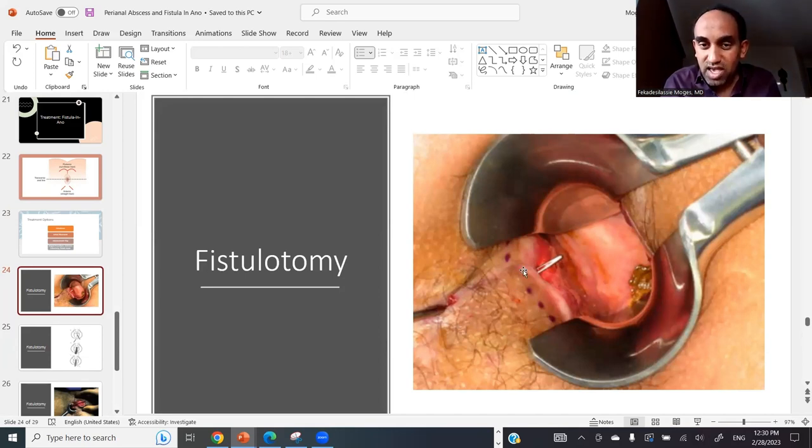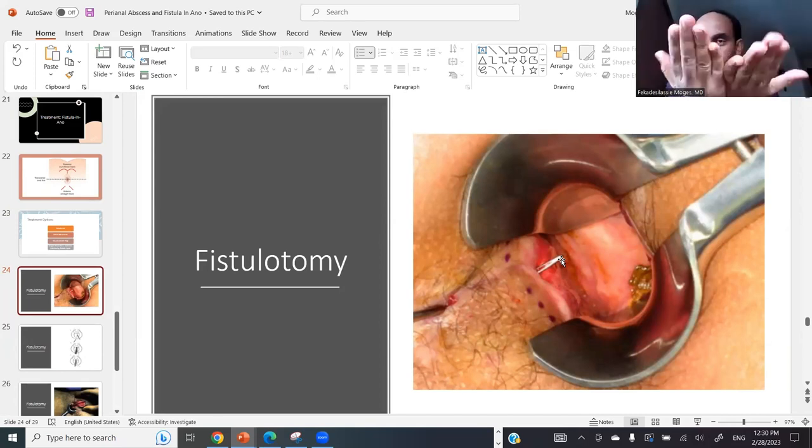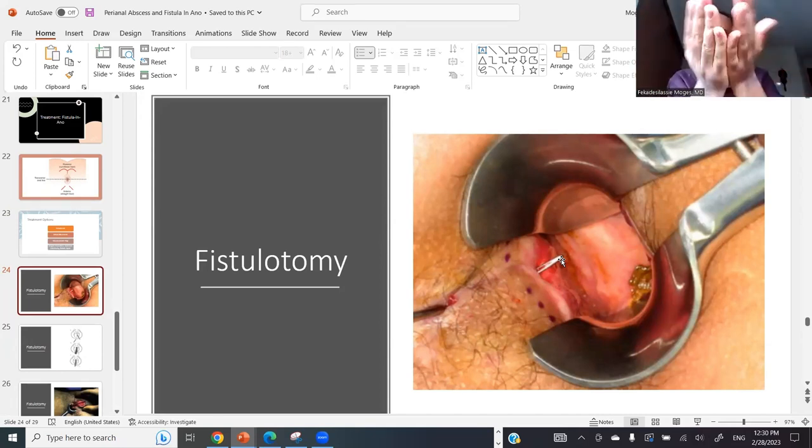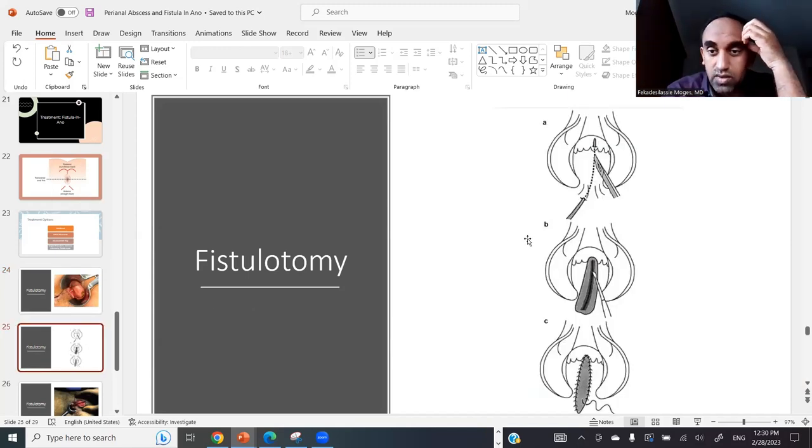So this is very simple and straightforward. You just cut here, starting from here. You cut, then the metal comes out. That means you lay the fistula tract open like a book. So the fistula tract is open like this. That's what is meant by fistulotomy.